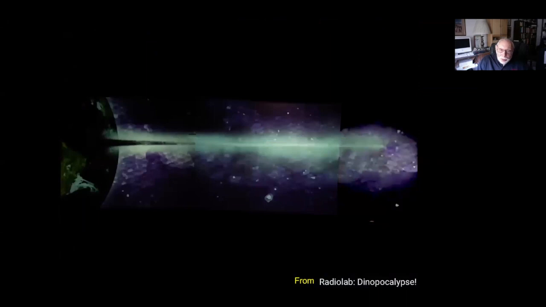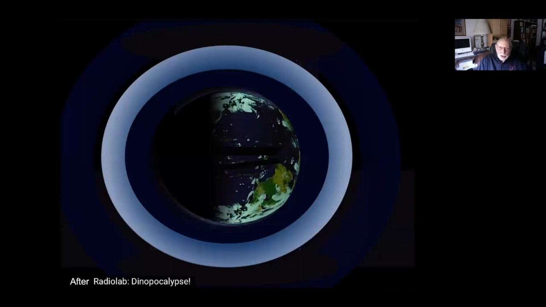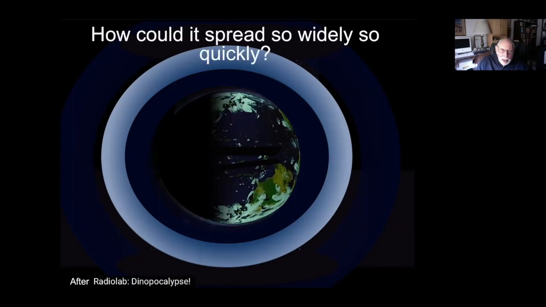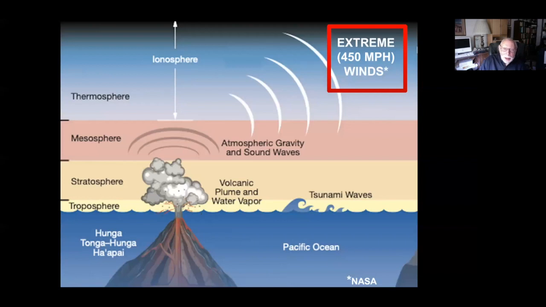And that rock vapor shot back through the vacuum into space, where it spread out and in short order encompassed the entire Earth. How could it spread so widely so quickly? Well, here we have some evidence from the Tonga eruption just this year. And NASA measured winds in the upper atmosphere, in the ionosphere, that were 450 miles an hour. Very, very strong winds in the upper reaches of the atmosphere.